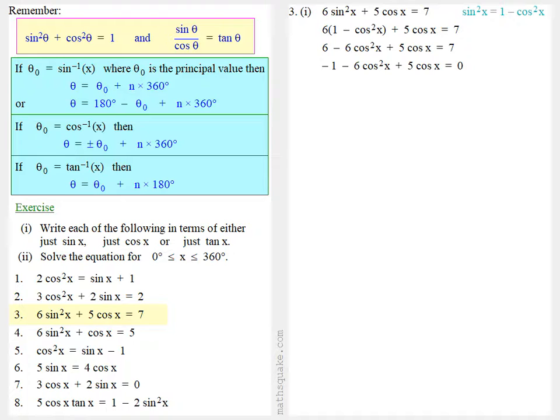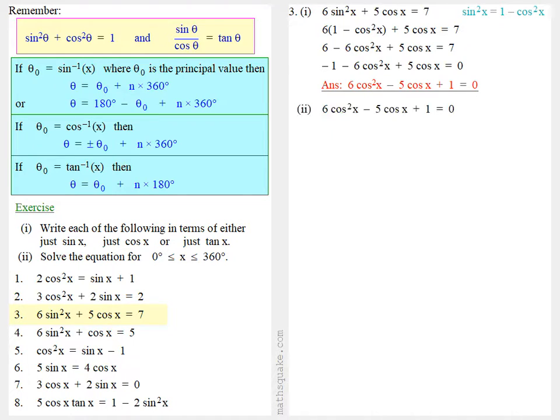This gives us minus 1 minus 6 cos squared x plus 5 cos x equals 0. And this can be rearranged as 6 cos squared x minus 5 cos x plus 1 equals 0. And that's our answer to the first part. Now for the second part, we've got to solve that equation.